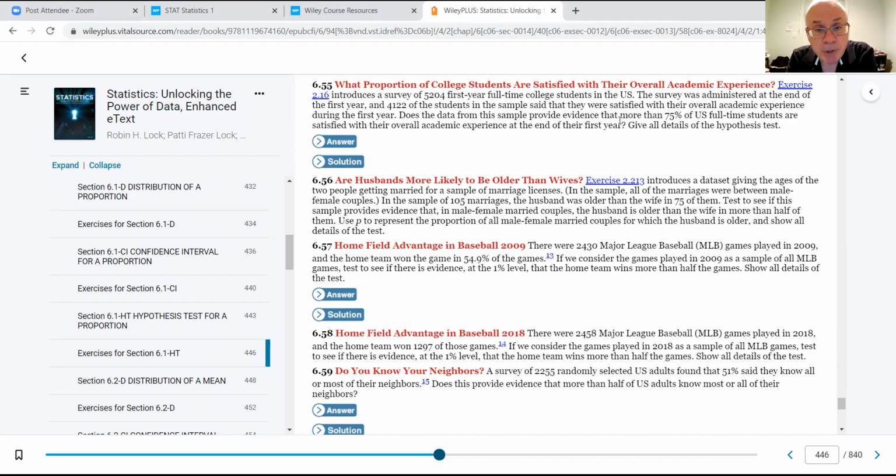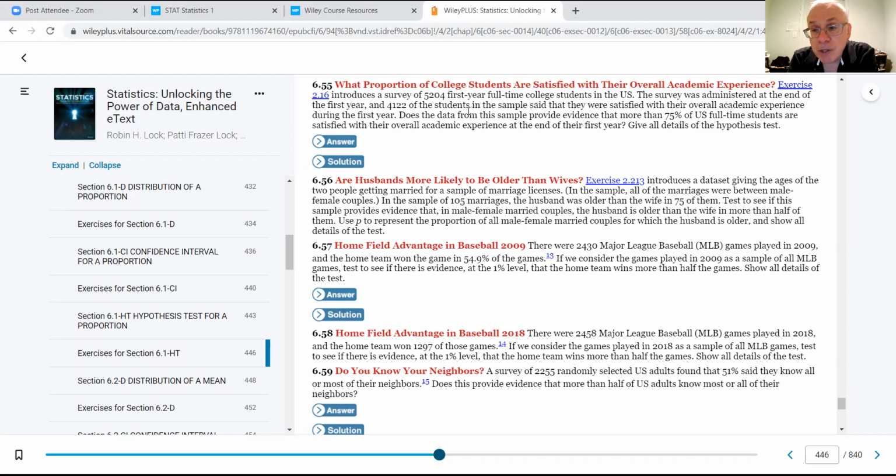Number one, was a random sample done? Well, let's look at it here. It says the survey was administered at the end of the first year, and 4,122 of the students in the sample said they were satisfied. Unfortunately, it doesn't mention that it was a random sample. It should. Don't worry about it. In the final exam, my exam will state that the sample was randomly selected. We have to sort of assume it here, but otherwise we can't really do any hypothesis test. So we'll make that assumption that it was a random sample.